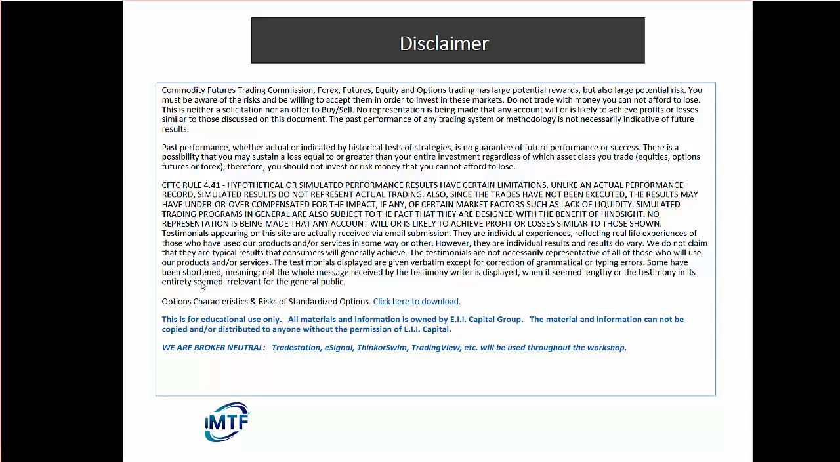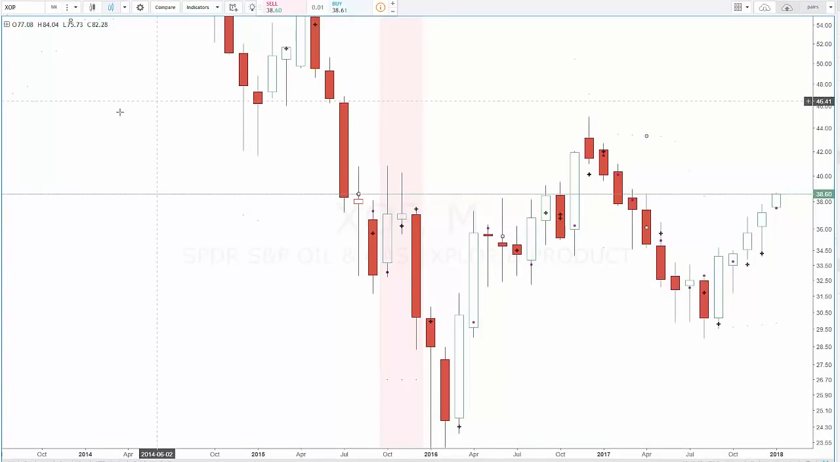Today, we're going to be basically discussing crude oil, and we're going to look at the ETF XOP on TradingView. Okay, so let's go straight to the chart. So here we have a chart from TradingView. It's XOP. We're looking at the ETF for XOP.